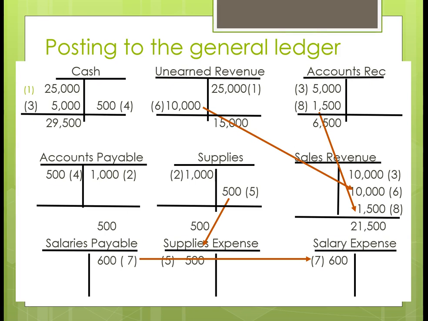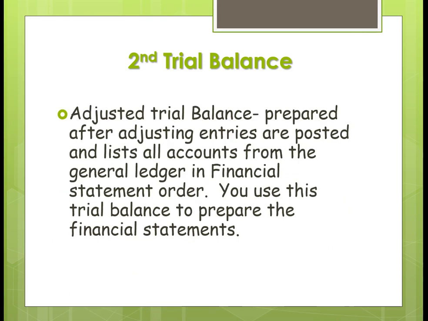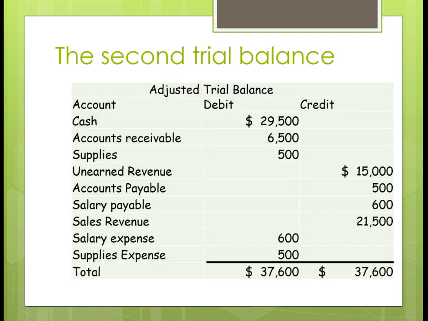Now we can do our second trial balance. This is the adjusted trial balance. It's prepared after adjusting entries are posted and lists all the accounts from the general ledger in financial statement order. You use this trial balance to prepare the financial statements. Here is our example. Now this is our adjusted trial balance. And now we can use this to prepare an income statement, a balance sheet, and a statement of owner's equity, except we don't have one in this case.